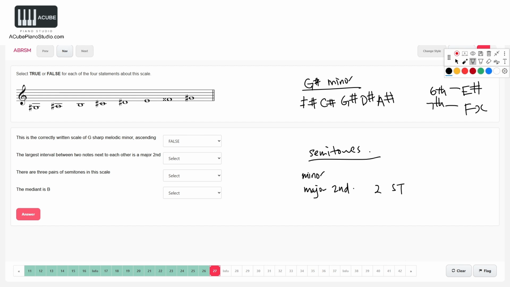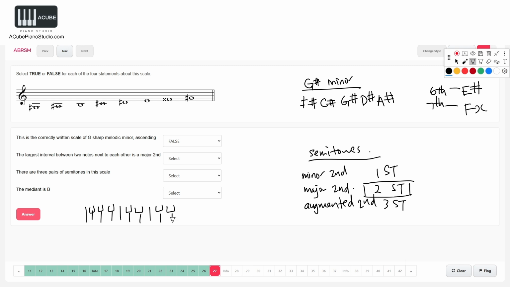Minor 2nd, the notes are 1 semitone apart. Augmented 2nd is 3 semitones apart. Basically you just need to check, are there any 2 consecutive notes where the interval is more than 2 semitones apart. So let's draw out the piano. Let's start from the F part, since I'm starting from G sharp. So let me mark up the notes first.